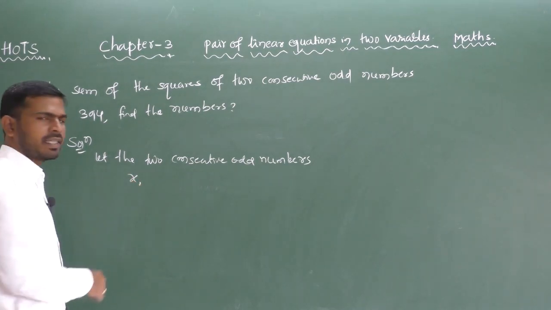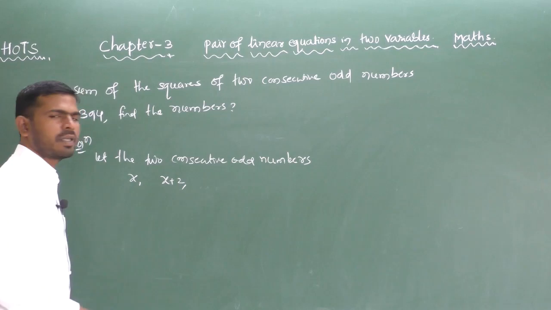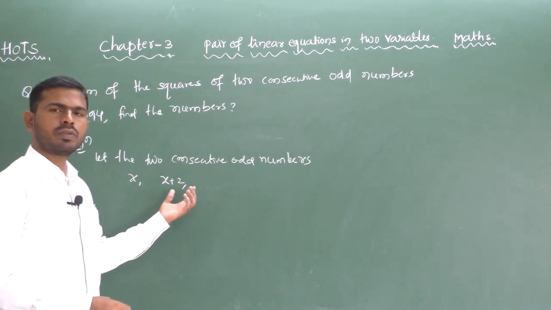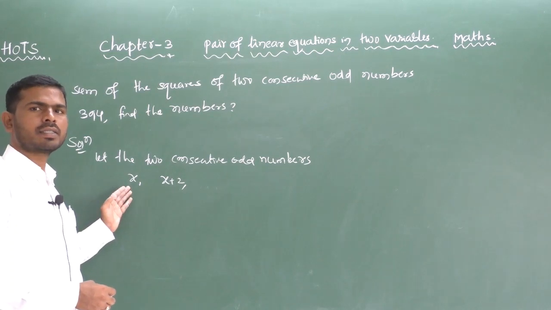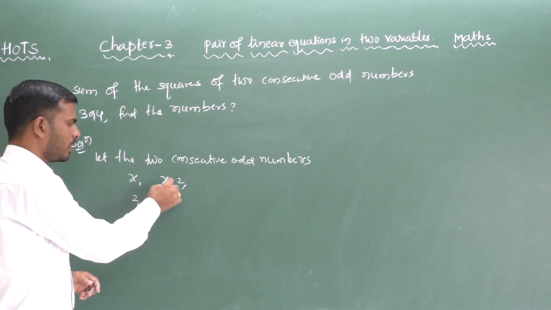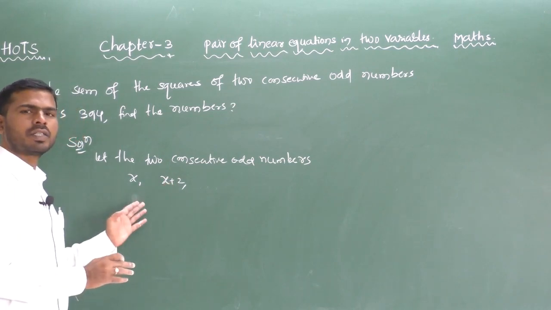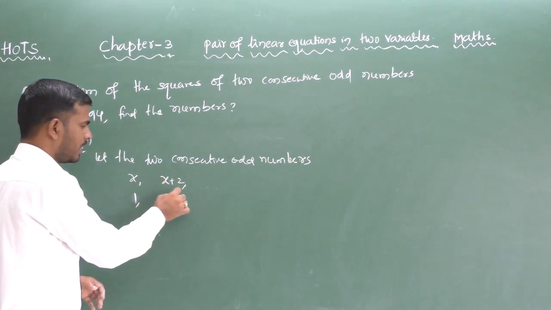be, suppose the first one is x, and the next one you can consider as x plus 2. These are the two consecutive odd numbers. For example, if x is 1, the odd number is 1, then 1 plus 2 is 3. 1 is the odd number, 1 plus 2, that is 3.